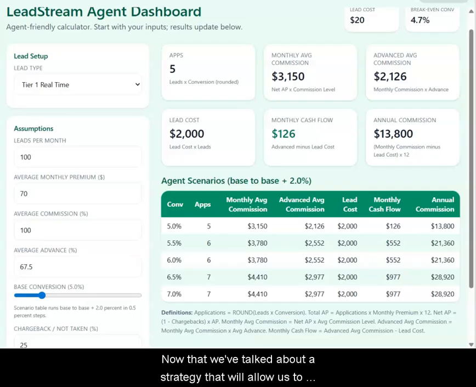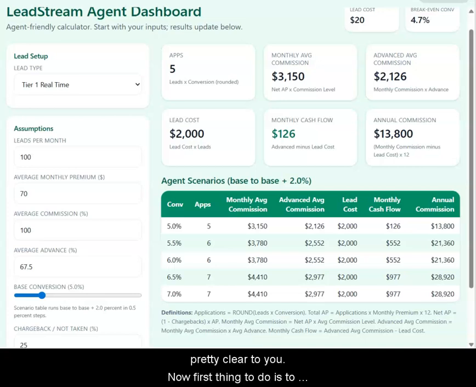Now that we've talked about a strategy that will allow us to spend $1,000, let's see how profitable that will be in the lead mix that we laid out. I'm going to use the Lead Stream Agent Dashboard, which is a great tool for modeling your income in the final expense business. If you haven't seen the videos we've made on this, definitely take a look. It's a tool that will definitely make the business pretty clear to you.